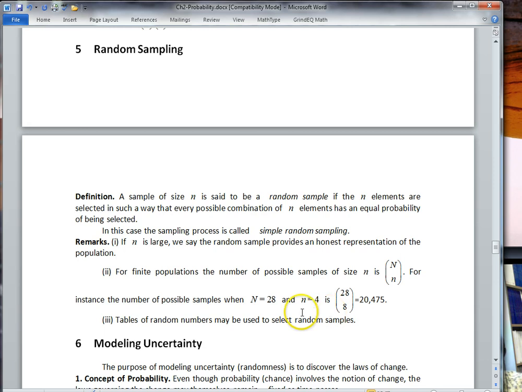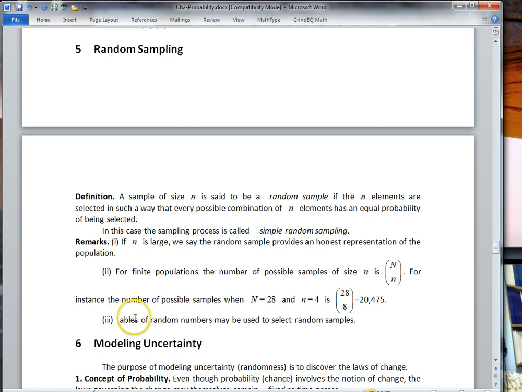So what does that mean? If I want to pick a sample of 4 out of 28, I would have to get 20,475 different pieces of paper, write 4 names on each one. Of course, in each paper, at least one name will be different from the others, and that gives me that total. And then pick one. Oh, that's awkward. So instead of doing that, I just write 28 names, put them in a box, pick 4. That's very close to random sampling, basically.